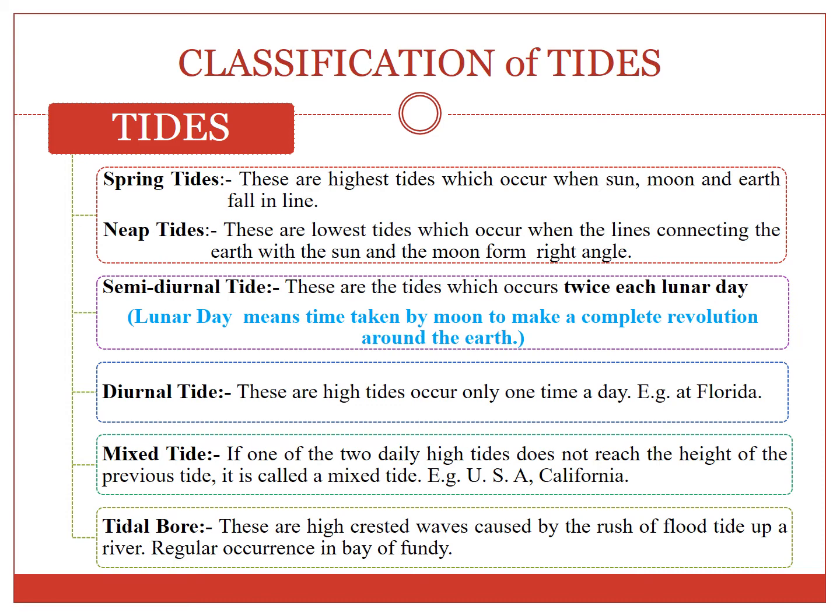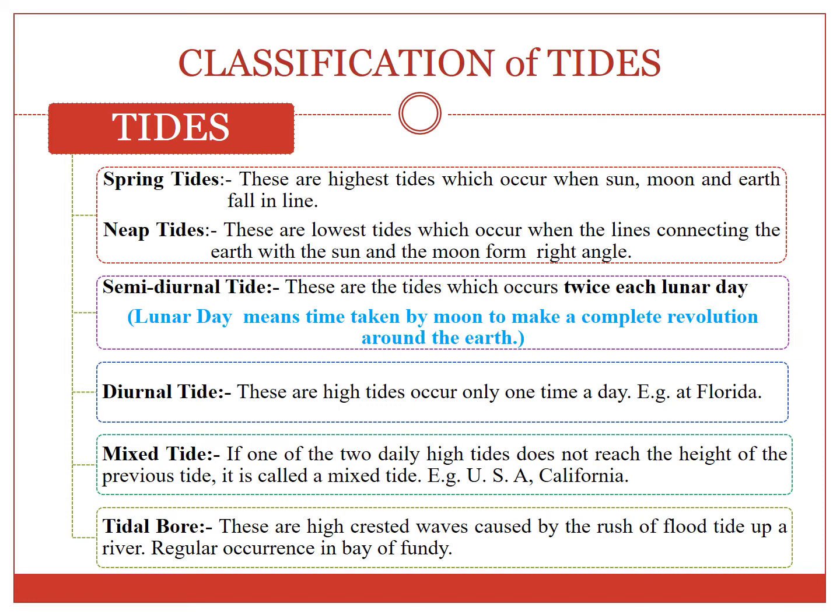Now, spring tide, also known as the moon tide. These are the highest tides, which occur at intervals of half a lunar month. They occur when the gravitational forces of the moon and the sun are additive, meaning the summation of the forces of moon and sun. This happens when the sun, the moon and the earth fall in one line.